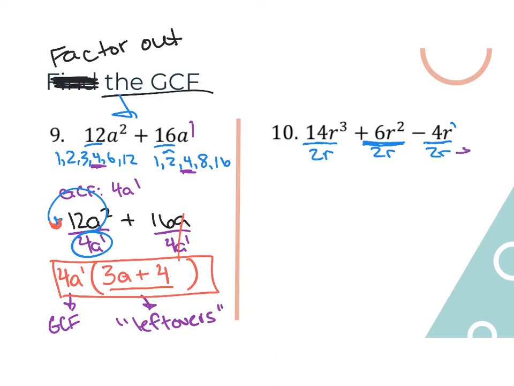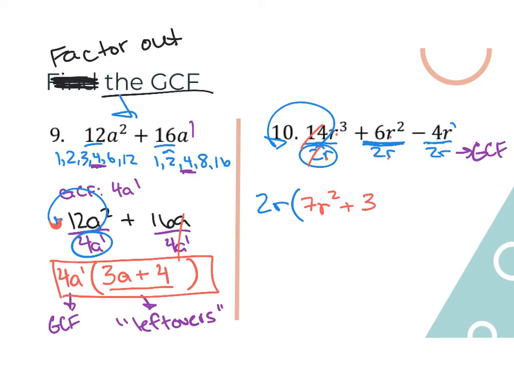This thing right here is the GCF. Okay, so that GCF is going to be brought out to the front. So 2r. Then actually do the division. See what's left over. 14 divided by 2 is 7. R to the third divided by r is r squared. If you have 3 r's and you take one of them away, you have 2 left, so r squared. That's the first term. Then the middle term, 6 divided by 2 is 3.